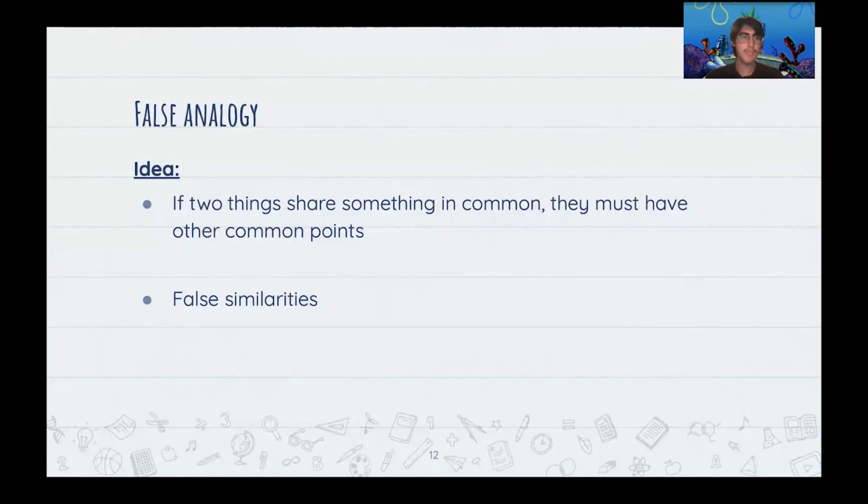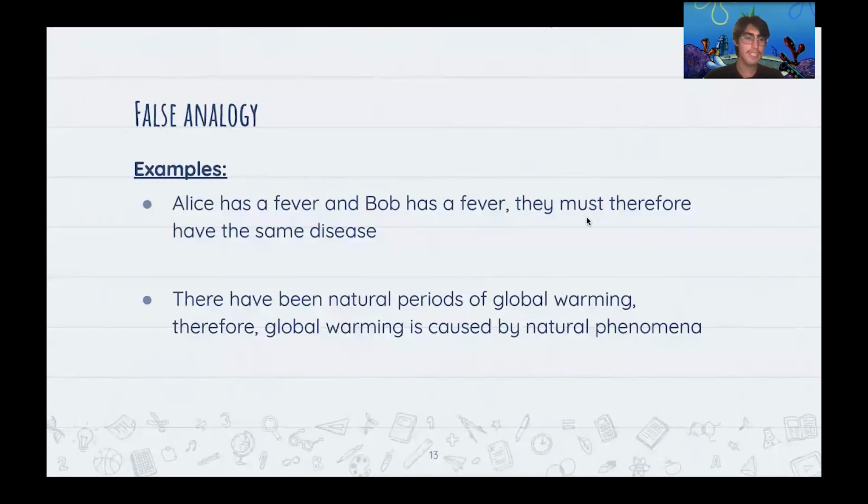So I like to think of this as being a false similarity, in which two things that seem to share a common end must have the same causes. For example, if someone says that Alice has a fever and Bob has a fever, and then concludes that because they both have a fever, they have to have the same disease, you would be very concerned with that conclusion, right? Because this person is not taking into account all the diseases that cause a fever.